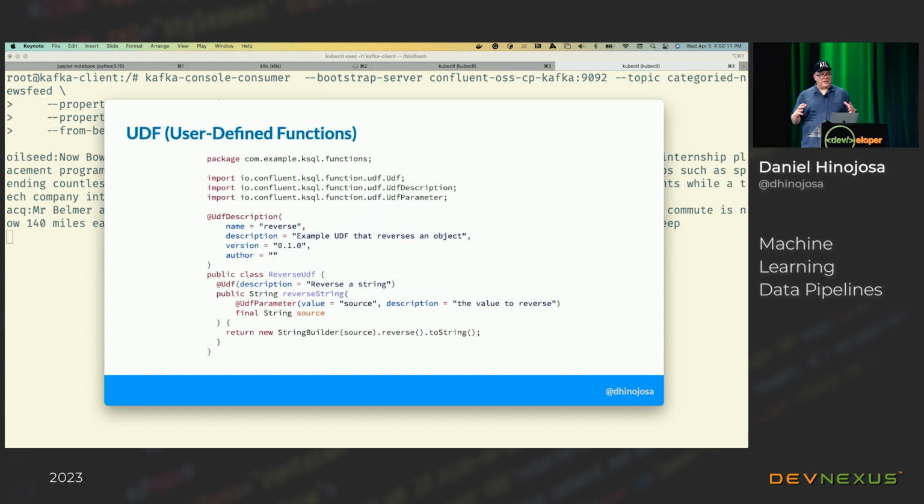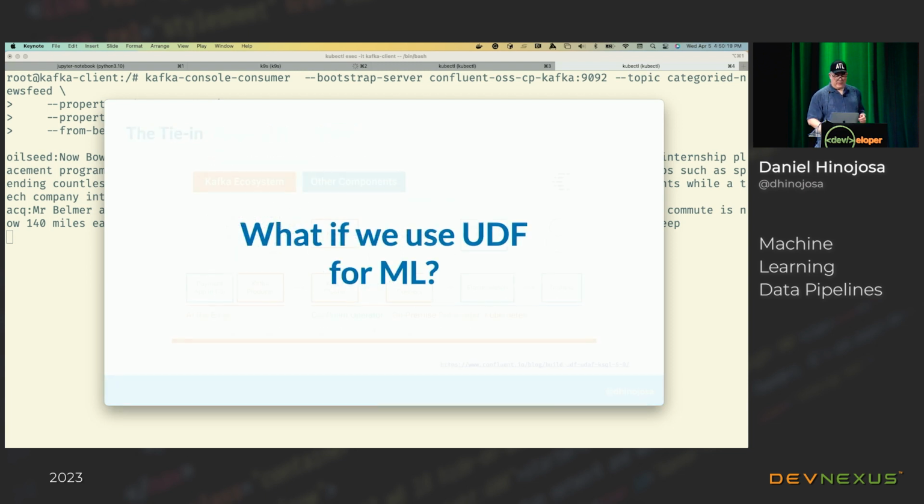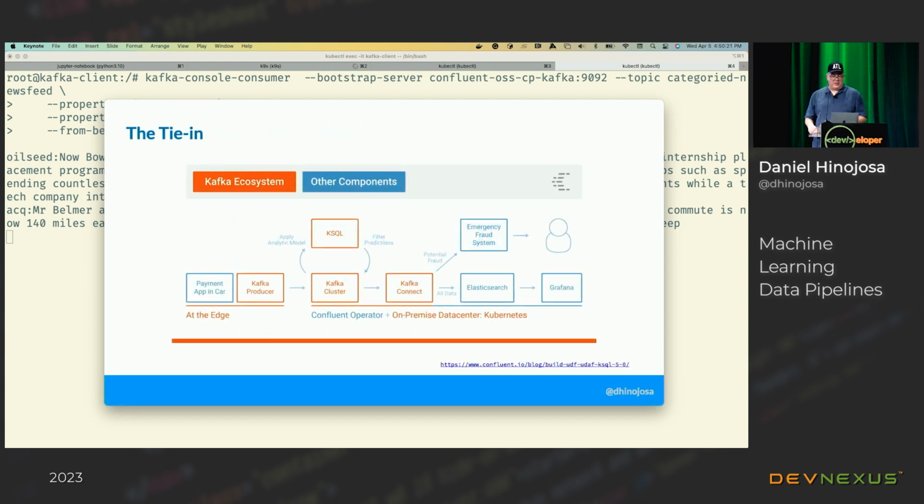But really the good stuff, or one of the really great things, is that you can create a UDF, a user-defined function. And that's just Java code. Now, why would I want to do that? Well, that's your tie-in, because what you could do is create a UDF for negotiating with TensorFlow and bringing the answer back down. And you just treat that like a SQL statement.